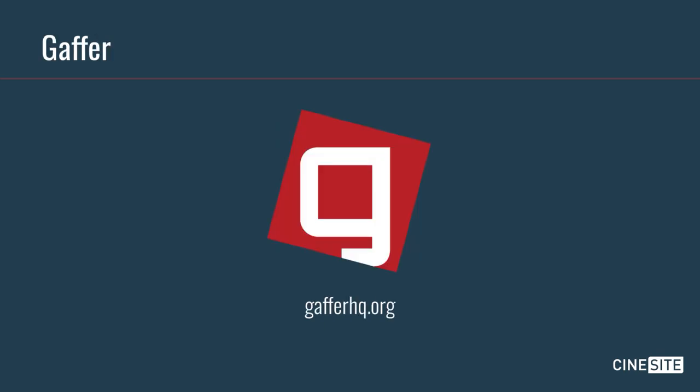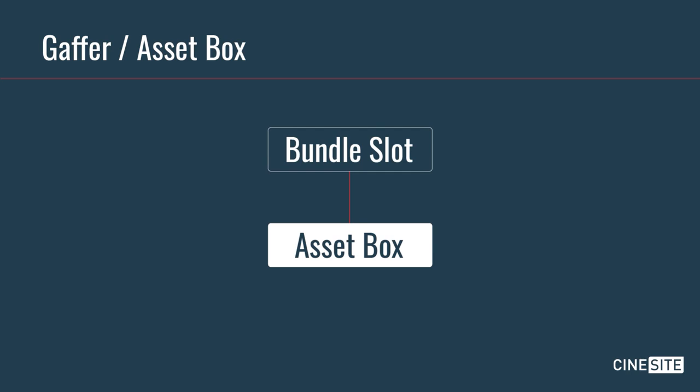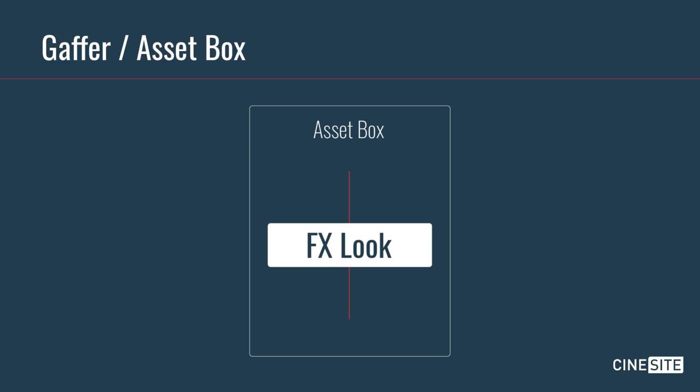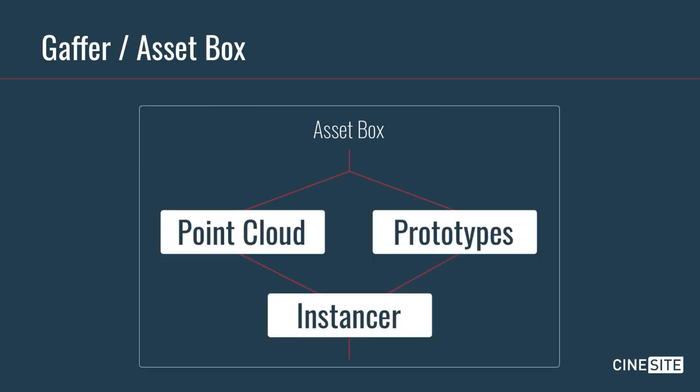Gaffer is our primary lighting application. It started life at Image Engine and it's open source, and we continue to develop it at Cinesite. You can find out more about Gaffer at gafferhq.org. Effects can publish boxes into Gaffer, which can attach to any asset slot inside the bundle. A box can be anything, but we typically either output effects looks or effects rigs, which can post-process the data in some way, such as adding instances, doing point decimation, or applying additional transforms.